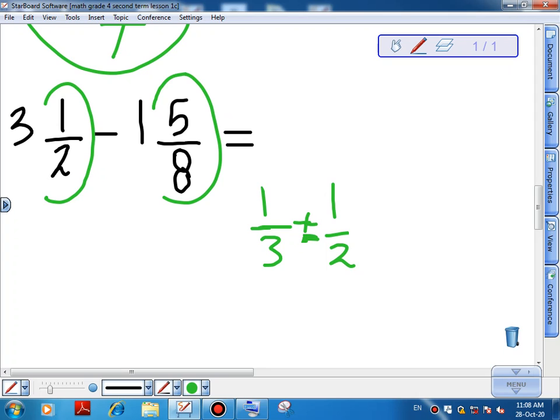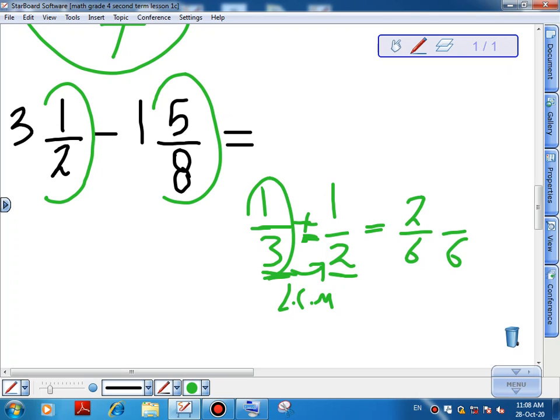Like if we have 1/2 and 1/3, I can't add or subtract these fractions because they have different denominators. First we need to change 3 and 2 to be the same denominator. How? By multiplying 2 by 3 to get the lowest common multiple. As we learned, we get 6 and 6. We change this to 2/6 and this to 3/6. Then we can add or subtract these fractions. If we add them, it will be 5/6.